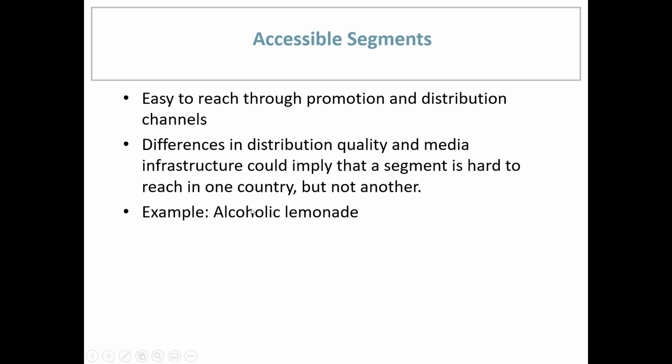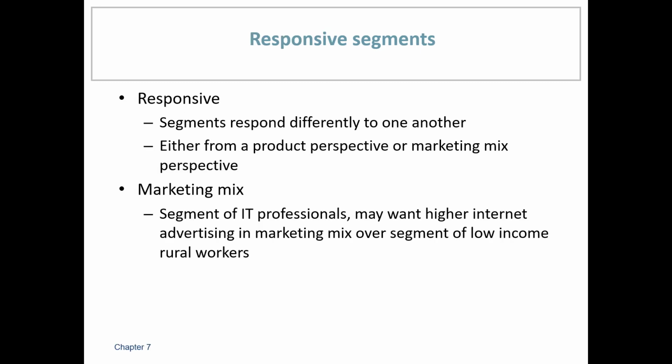I'll give another example: alcoholic lemonade. This is going back quite a while, but when I was a teenager, drinks companies started selling alcoholic lemonade. And there was the thought that this was deliberately aimed at younger teenagers, even though they couldn't say it was. So a company might want to aim at this market of teenagers who want to drink alcoholic lemonade, but it's going to be illegal to explicitly target them. So that segment is not particularly accessible.